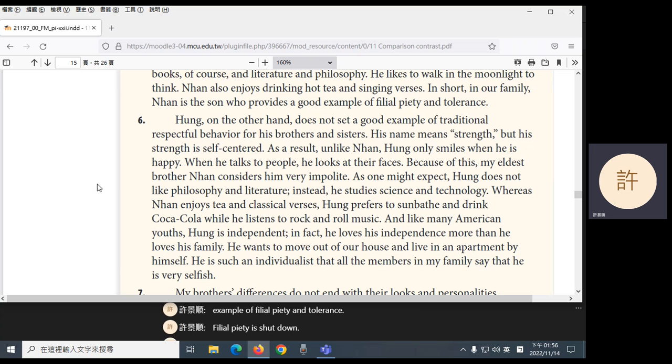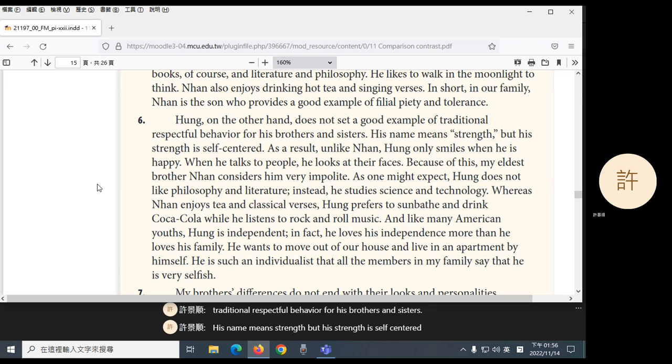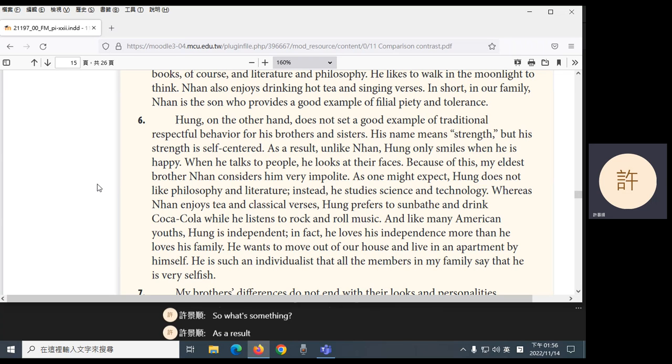Hung, on the other hand, does not set a good example of traditional, respectful behavior for his brothers and sisters. His name means strength, but his strength is self-centered. As a result, unlike Nan, Hung only smiles when he is happy. When he talks to people, he looks at their faces. Because of this, my eldest brother Nan considers him very impolite.